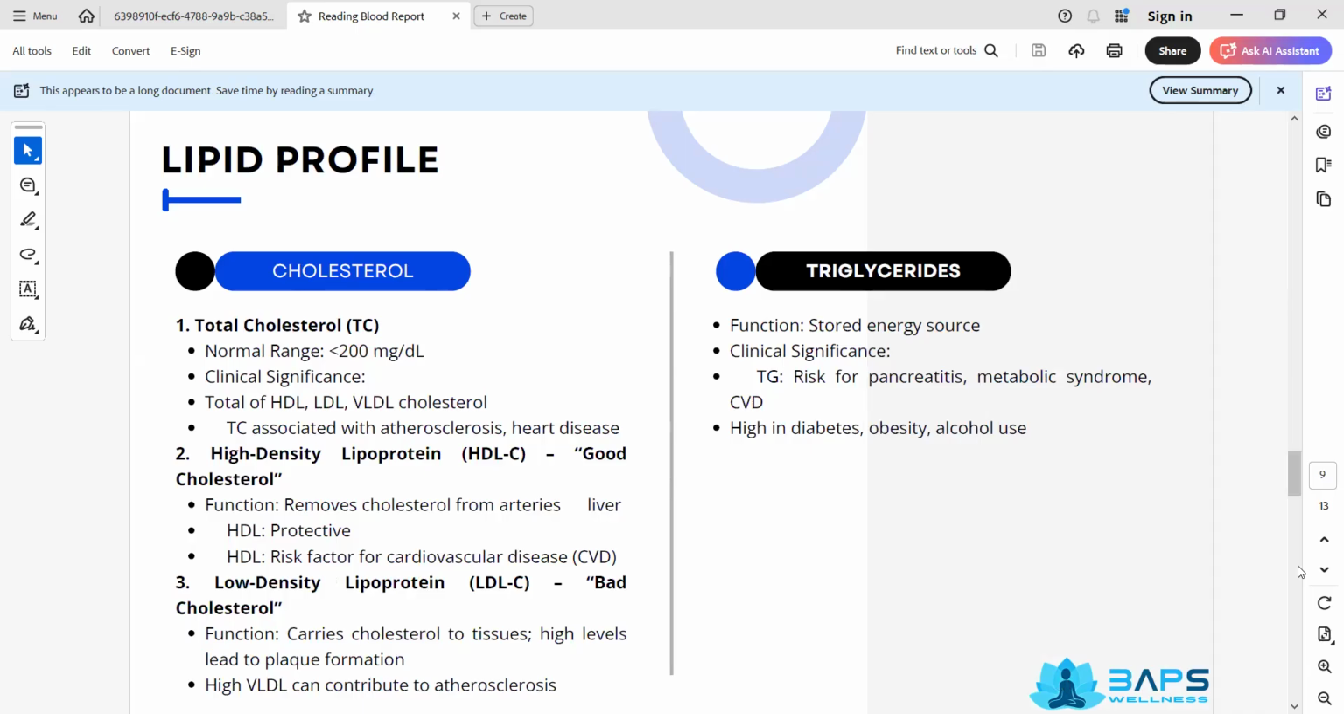Another thing, lipid profile, normally seen in order to assess the heart related threats. Is there any possibility that the patient may have any heart related issues? In that there are 2 parameters that we will see. One is cholesterol, another one is triglycerides. Under the cholesterol, there are 2 aspects. One is high density, another one low density.